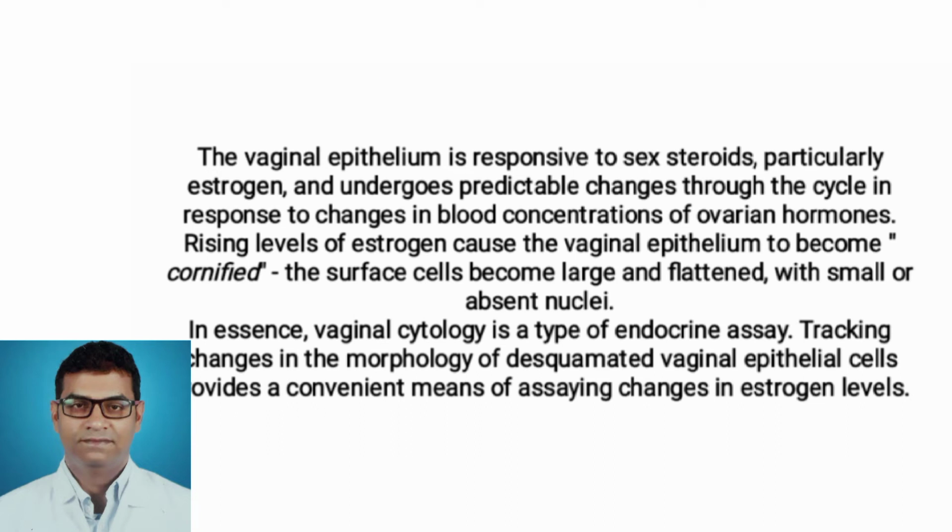The vaginal epithelium is responsive to the sex steroids, particularly estrogen, and undergoes predictable changes through the cycle in response to changes in blood concentrations of the ovarian hormones. Rising levels of estrogen cause the vaginal epithelium to become cornified. That is, the surface cells become large and flattened with small or absent nuclei. Vaginal cytology is a type of endocrine assay; tracking the changes in the morphology of desquamated vaginal epithelial cells provides a convenient means of assaying changes in estrogen levels.